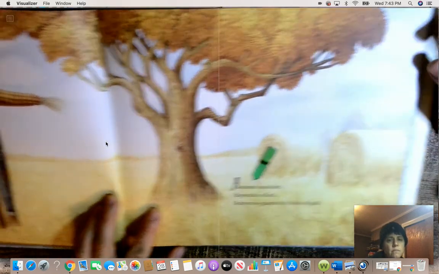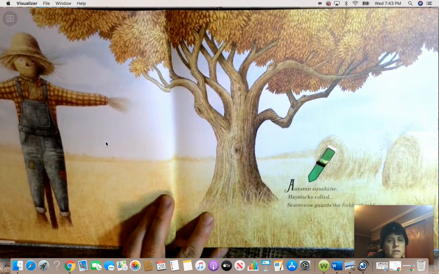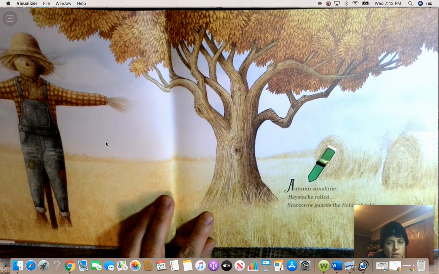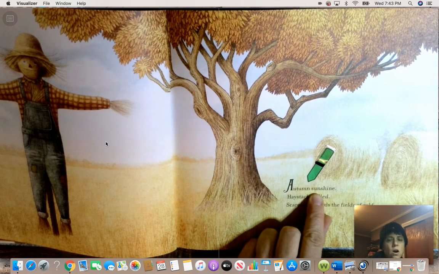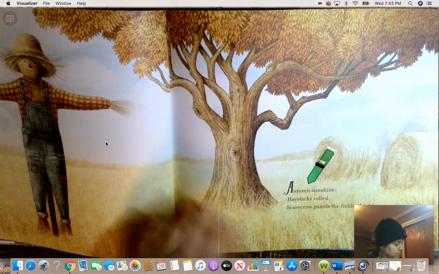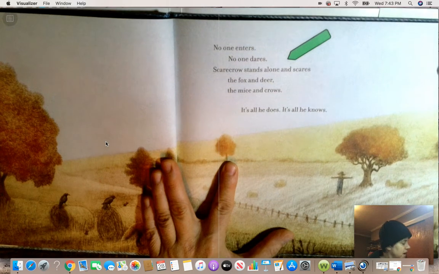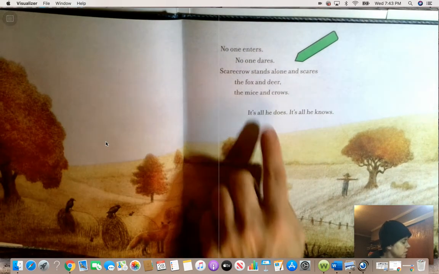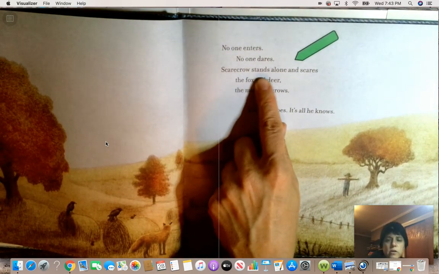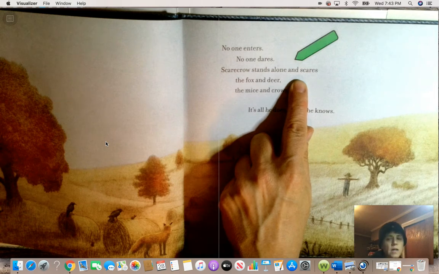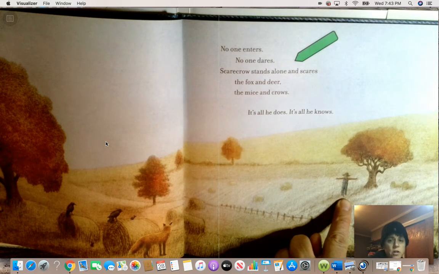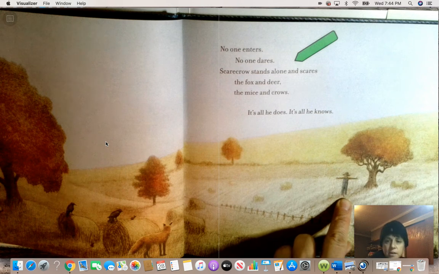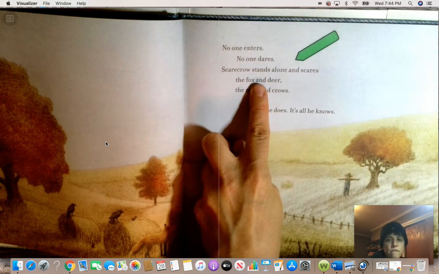And then right from the beginning, we see haystacks. We see all the brown and the orange. And the author's clues that this is autumn sunshine. And some other clue words stand out, that the scarecrow stands alone. So now we're also recognizing and noticing things about our character, about how they're feeling, or a fact.